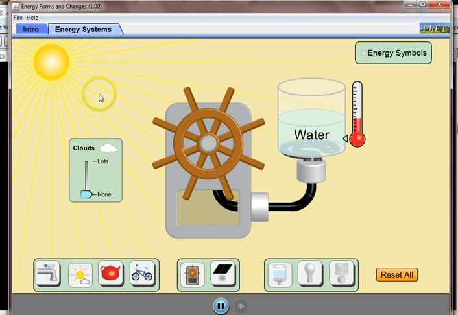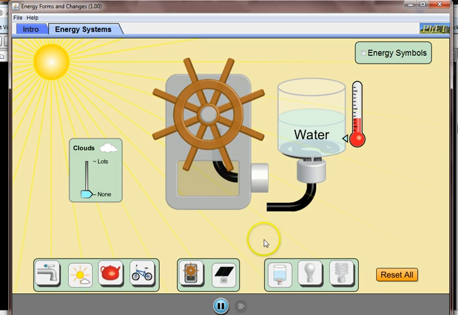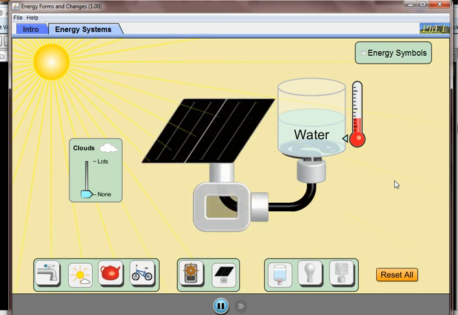Obviously, the sun has light energy, and this light energy cannot be converted into heat energy by a mechanical generator, correct? You need a solar panel, so we replace the wheel with the solar panel.